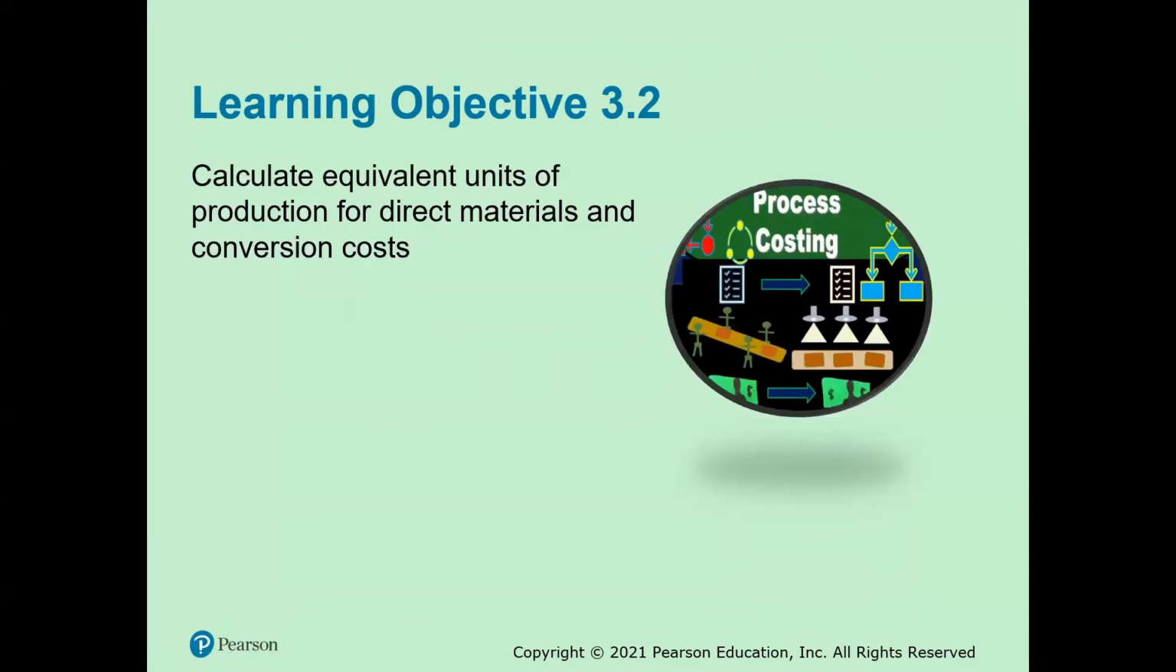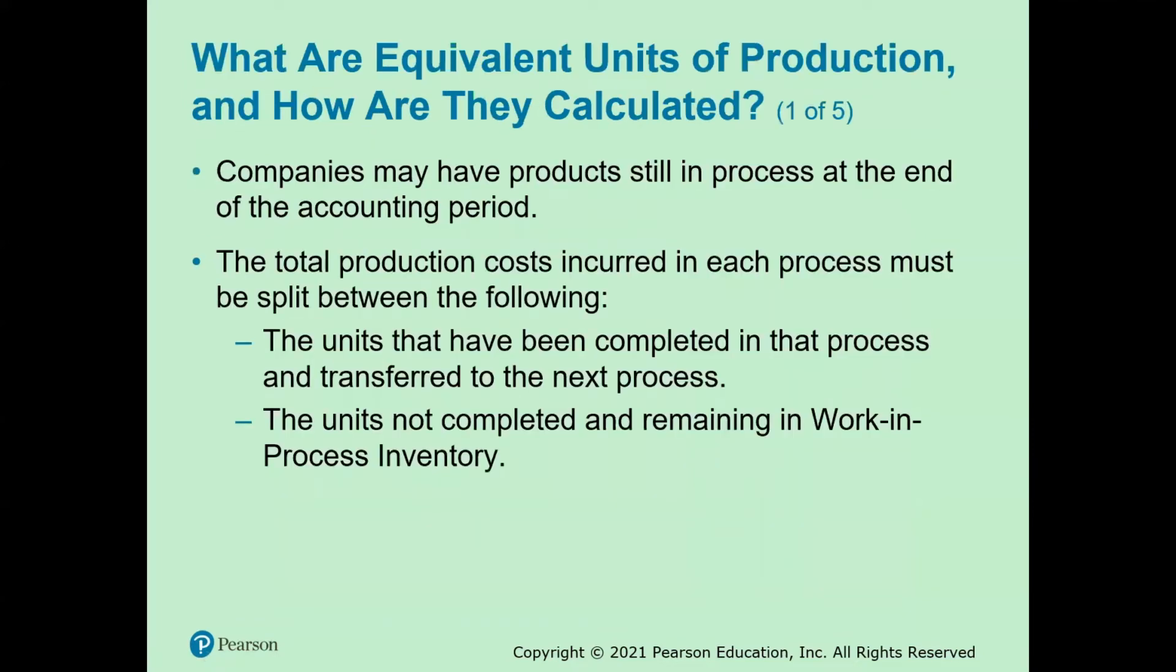Learning Objective 3.2. Calculation for direct materials and conversion costs. What are equivalent units of production and how are they calculated? Well, companies may have products still in process at the end of the accounting period. The total production costs incurred in each process must be split between the units that have been completed in that process and transferred to the next process, and the units not completed and remaining in work in process inventory.